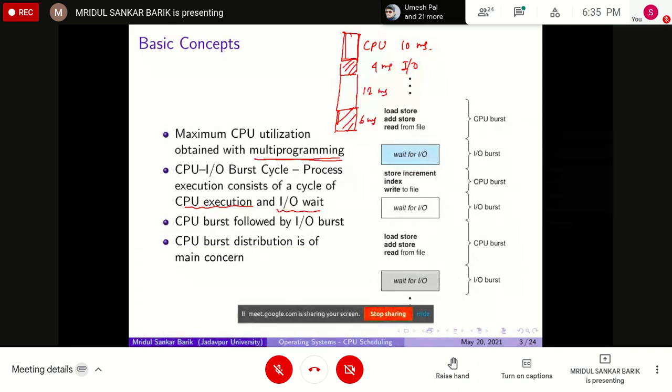Okay. So typical execution of a process consists of CPU burst followed by IO burst, CPU, IO, and so on. Right? CPU burst distribution is of main concern. So what is the distribution of CPU burst lengths? So this length, what would it be? It actually depends on the characteristics of the process itself, what task it is performing. Based on that, the distribution of CPU burst length depends on that fact.